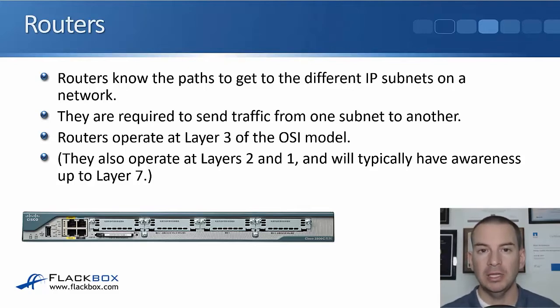IP is at layer 3 of the OSI stack, so a router operates at layer 3 of the OSI model. Obviously, it has physical interfaces on there as well, so it's also operating at layer 1. It also needs to understand layer 2 addresses, so it also operates at layer 2 as well. And routers actually will normally be aware up to layer 7 for advanced functions as well. But when they're doing the job of routing between different IP subnets, they're operating at layer 3, so routers are termed as a layer 3 device.